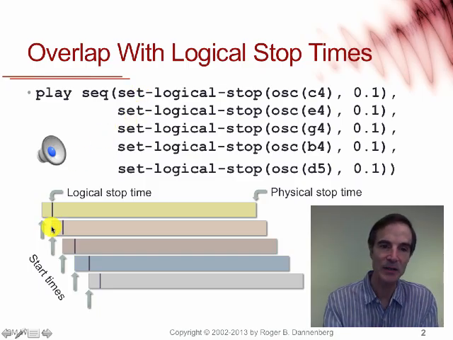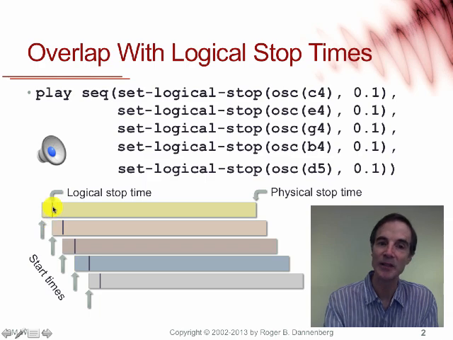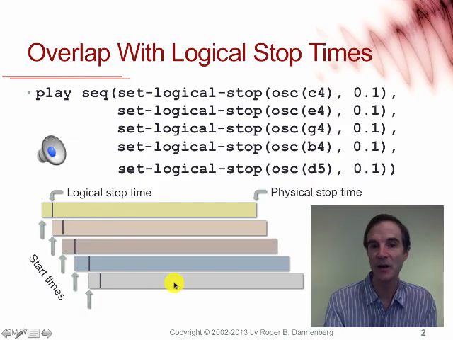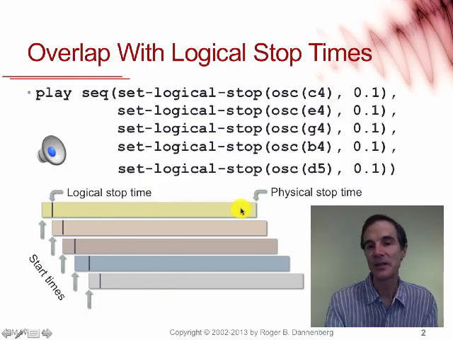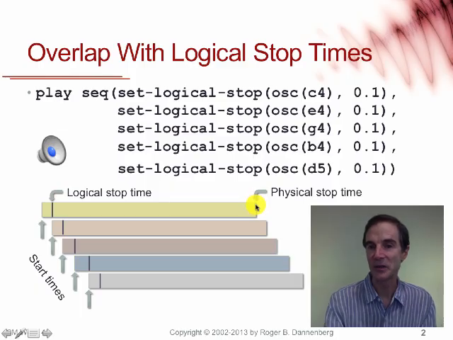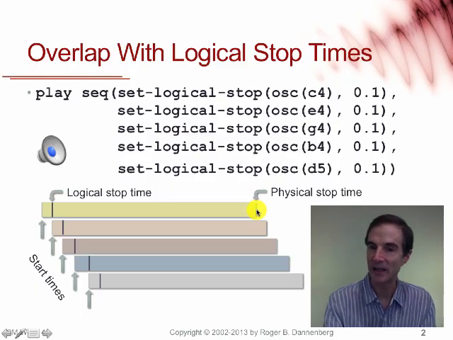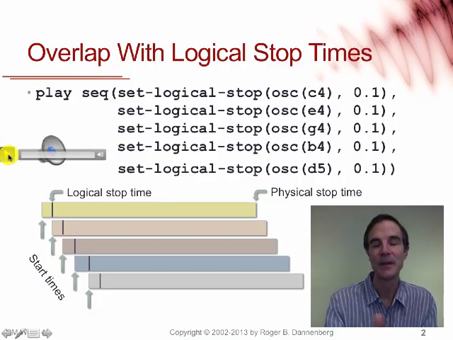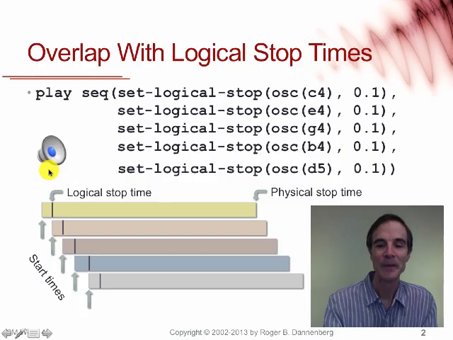So the next sound is going to line up with the logical stop of the previous sound. The third sound will start at the logical stop time of the second sound, and so on. So these sounds are going to be highly overlapped. Notice here I've illustrated the physical stop time is way over here at the end of 1 second. And let's play that. Okay, we've heard that before.